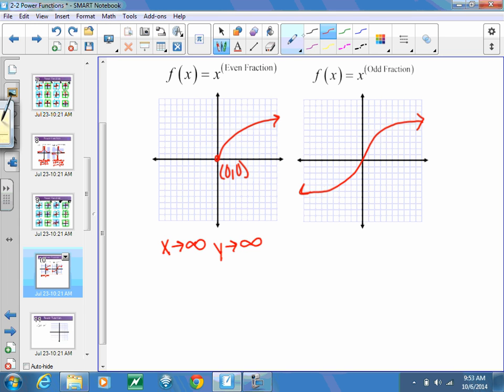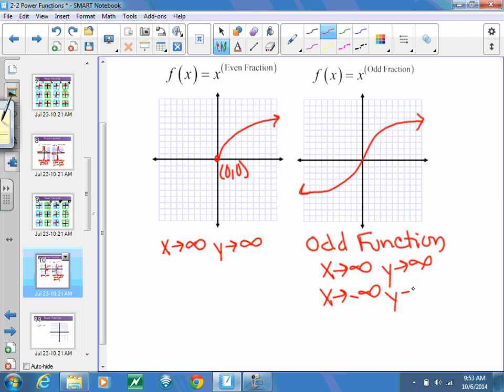If we look at an odd fraction here, this one is an odd function. It does have rotation symmetry to it. And its end behavior: as x approaches infinity, y is going to approach infinity. And as x approaches negative infinity, y is going to approach negative infinity.